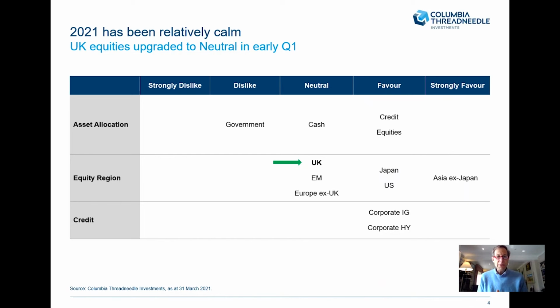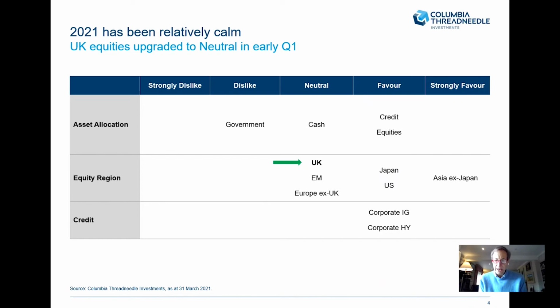And this is the Columbia Threadneedle asset allocation matrix we're showing here, showing our preferences for the different asset classes. And you can see on that top line, we favor equities. Within bonds, we favor credit, i.e. corporate bonds rather than government bonds. And we dislike government bonds. We don't see much value there.